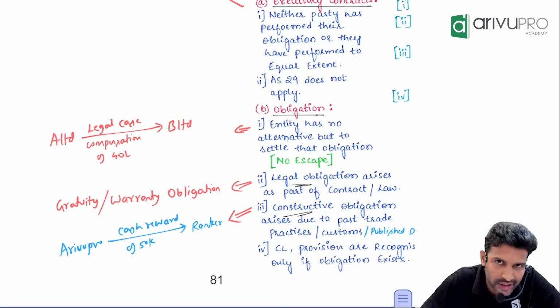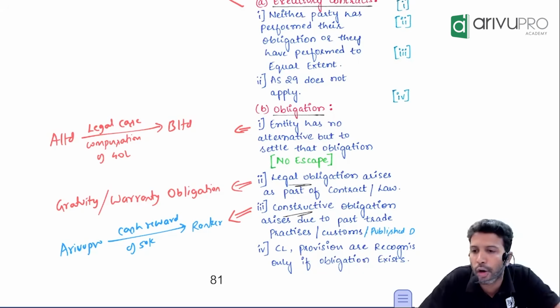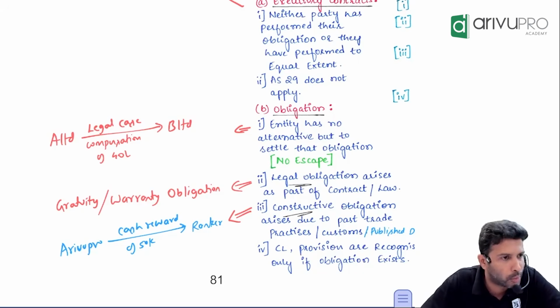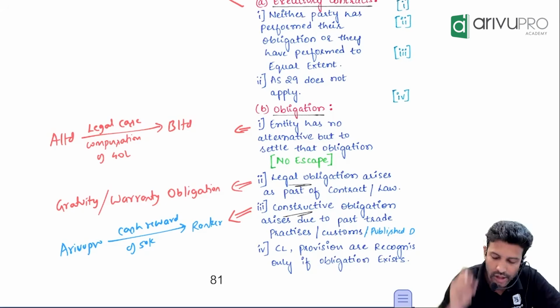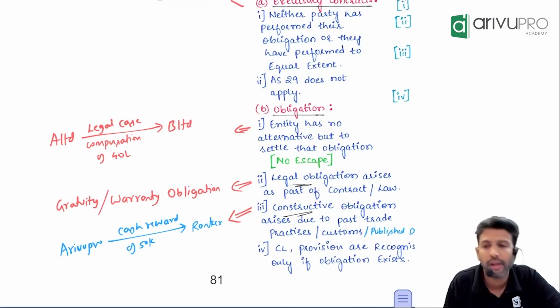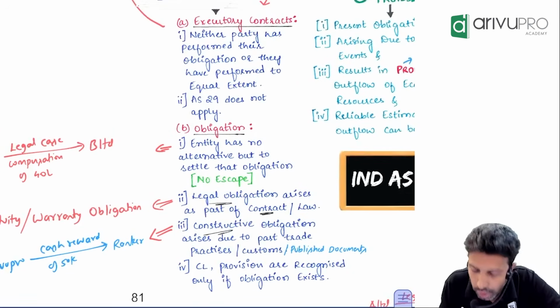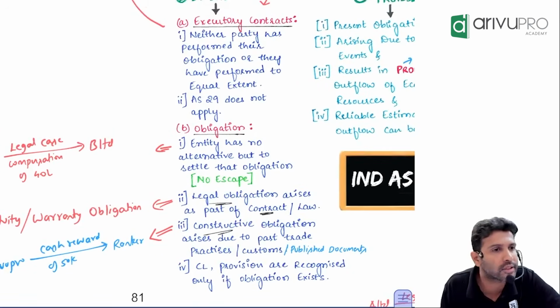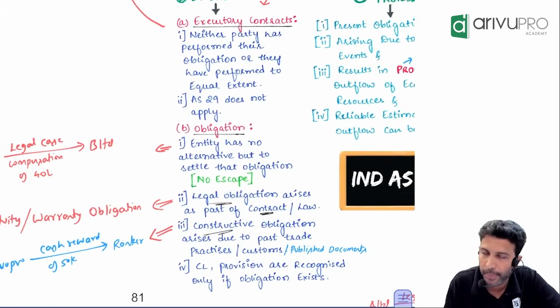If the product is defective, if it is not working properly, what should A Limited do for the first 2 years? Either repair the product or replace the product. Can A Limited say, no, I will not do it? No, because A Limited has entered into a contract with the customer to honor those warranty terms. Such an obligation is known as a legal obligation because it has come out of a contract. Yes, that is your legal obligation.